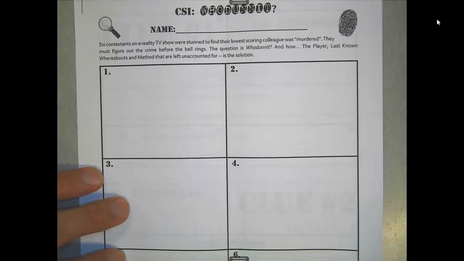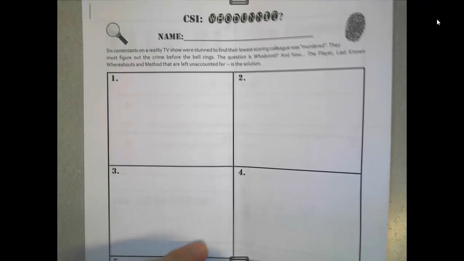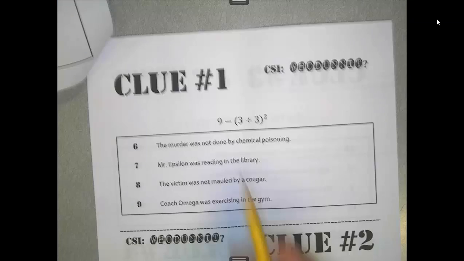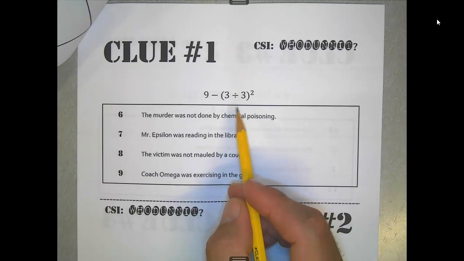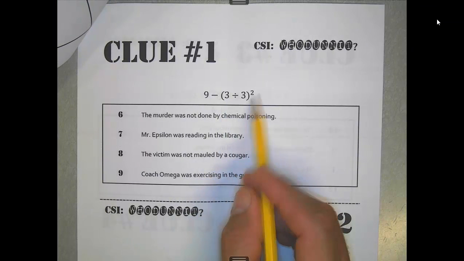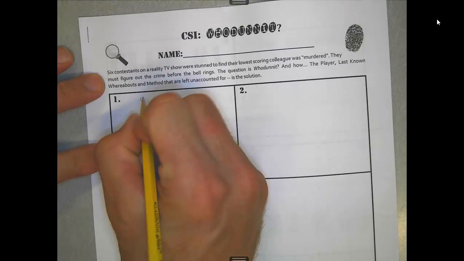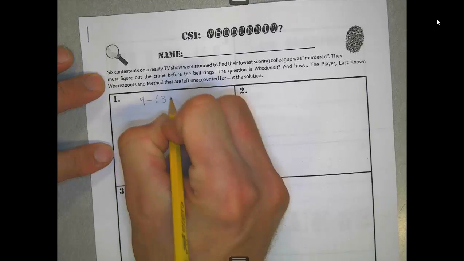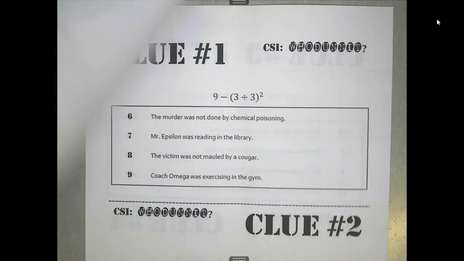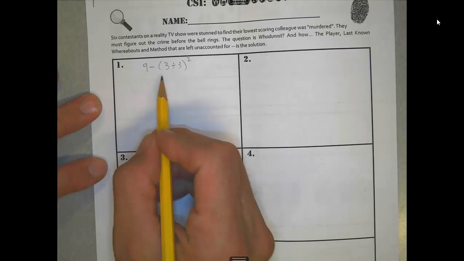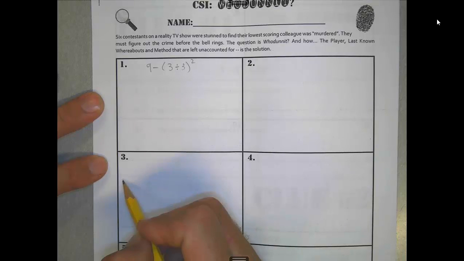So let's take a look at number one. If we turn the page here, number one is this 9 minus quantity 3 divided by 3 squared. All right, so we're going to copy that problem down, double check it. Here, 9 minus 3 divided by 3 squared. All right, just double check that you've copied it down right. Maybe even take a staple out of this and make sure you've got the right problem to start. And this is where you're going to show all of your work, okay?